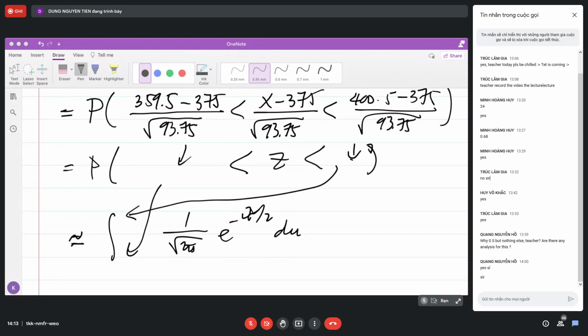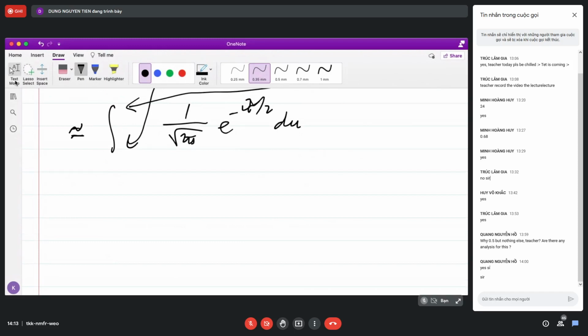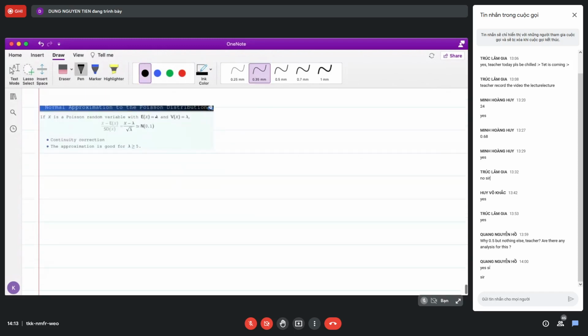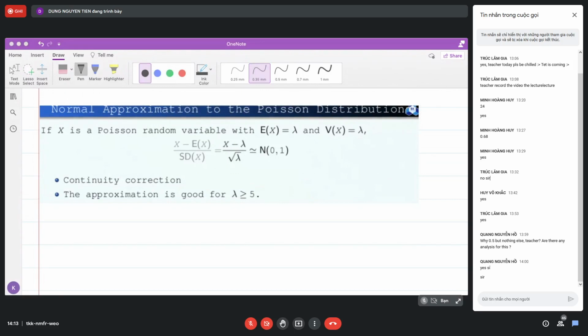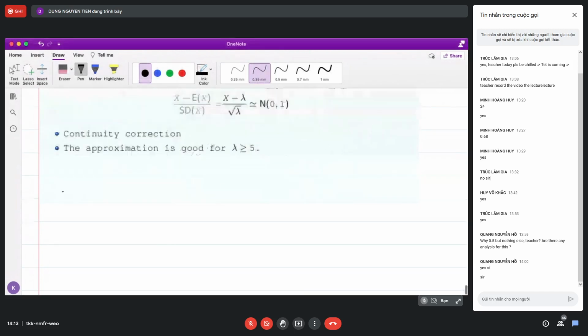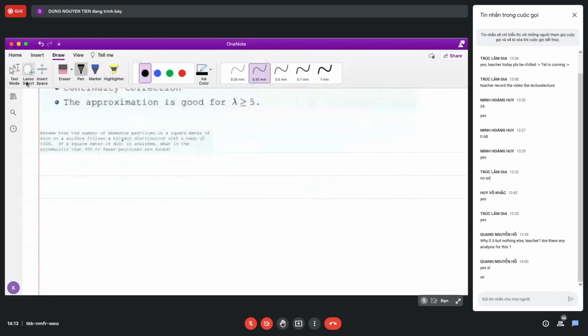You can also use similar arguments to get the normal approximation for the Poisson distribution, something like this. And this is just another example. You can try this example during the break. If you find any problem with that, please tell me. Otherwise, we can move on to the next chapter. Let's have a break, and then we can continue later.